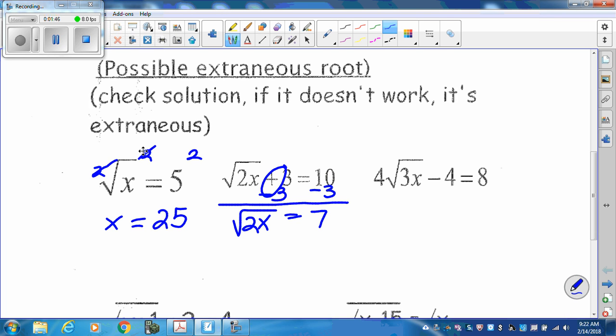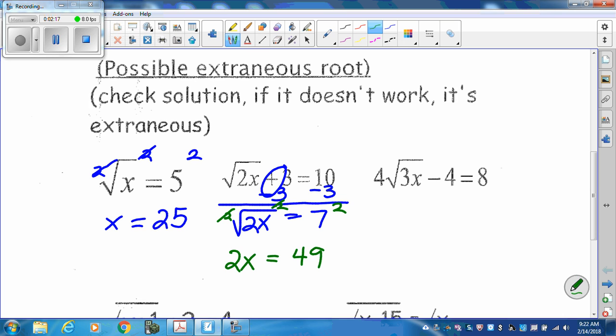All right. Now I want to get rid of the radical because my x is underneath the radical. So again, I'm going to do the inverse. That is a square root, so I'm going to square this whole thing, and then those go away, and I get 2x all by itself. If I square this side, I have to square this side. So 2x is going to be equal to 7 squared, 7 times 7, which is 49.